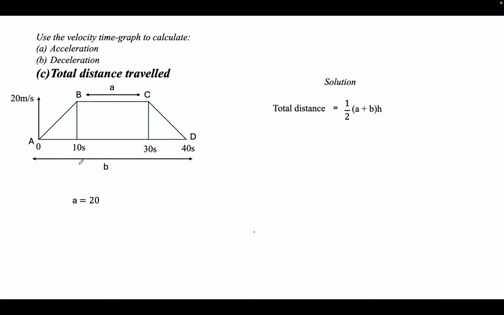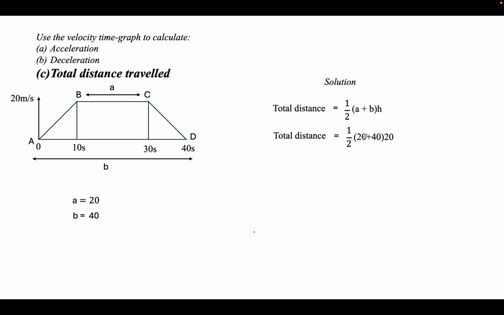So then our B is equals to from this point, which is point A, to this point, which is point D, and 40 minus 0 is going to be our B. Therefore, 40 minus 0 is equals to 40. Then our H is equals to this. H means height. From this point to this point is going to be our height. So our height is 20.